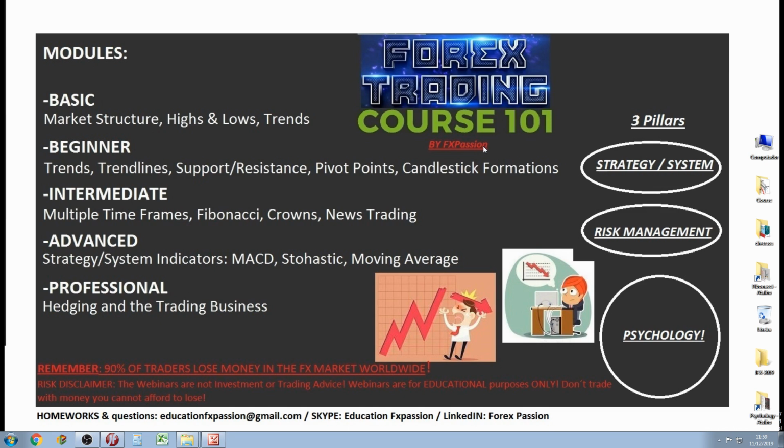And remember the three pillars. We are trying to build a strategy and or a system. We are trying to learn and understand how risk management is going to help us with our strategy and or system. And finally we came to the big one, which is the psychology part.